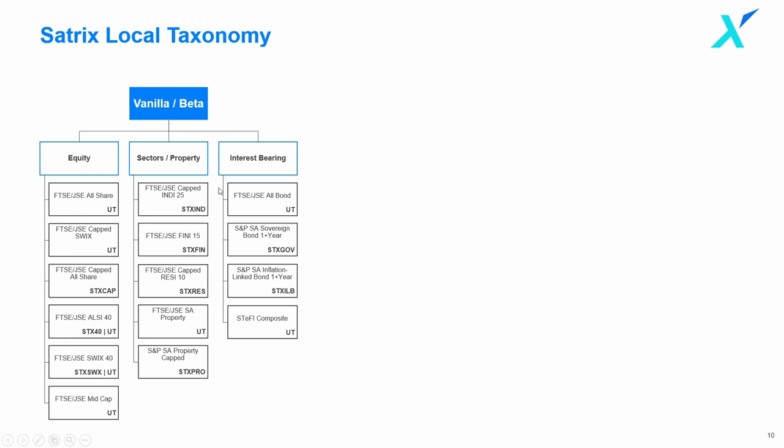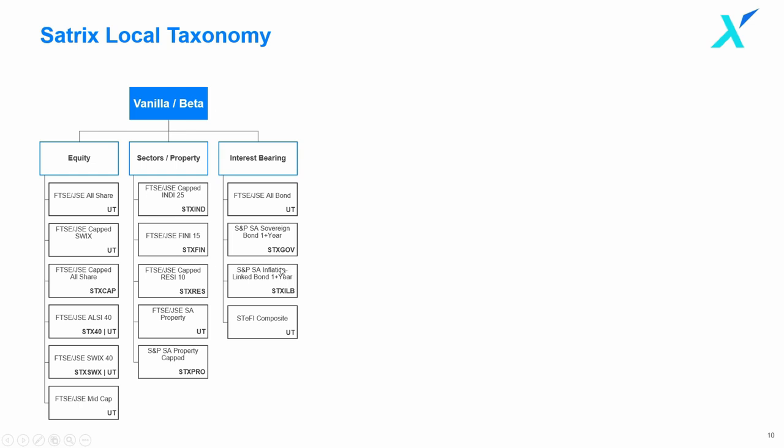And then in the interest bearing space, a couple of variants there, the All Bond Index in unit trust form. We've got an ETF that tracks the government bond indices, STX Gov. There's an inflation-linked bond government index that we track called STX ILB, and then there's also a money market in unit trust form. So these would all be domestic vanilla strategies that Satrix offers.